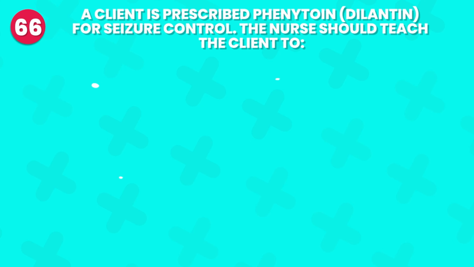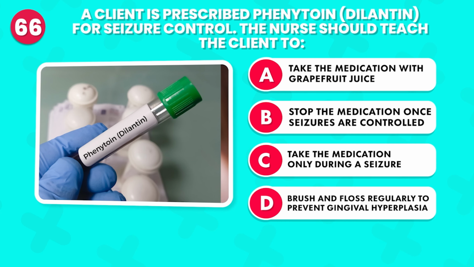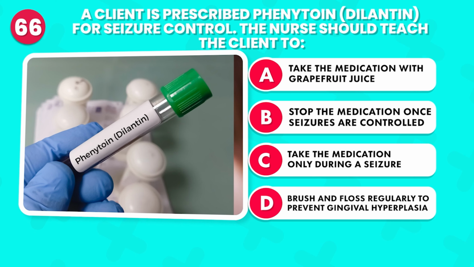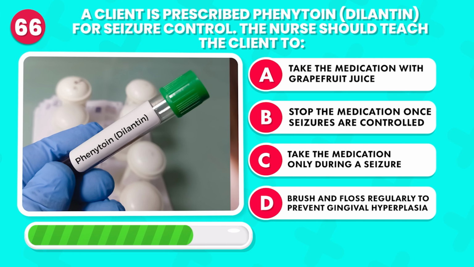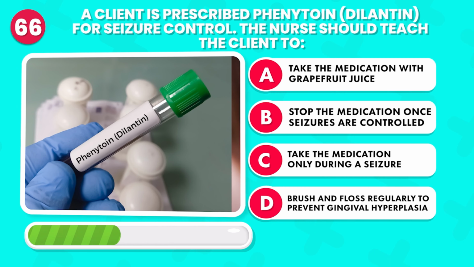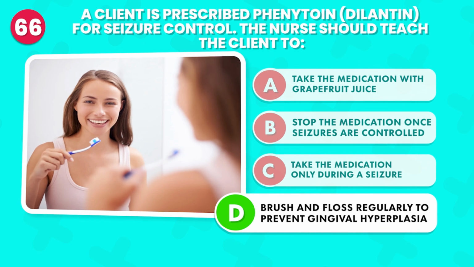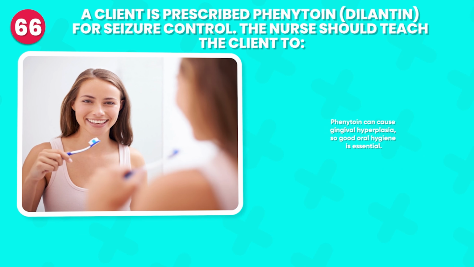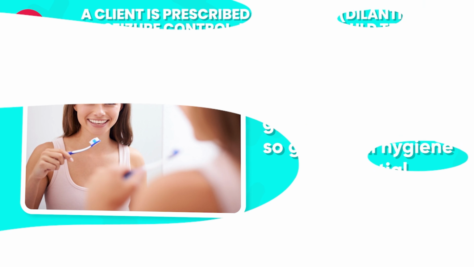A client is prescribed phenytoin, Dilantin, for seizure control. The nurse should teach the client to A. Take the medication with grapefruit juice. B. Stop the medication once seizures are controlled. C. Take the medication only during a seizure. D. Brush and floss regularly to prevent gingival hyperplasia. It's D. Phenytoin can cause gingival hyperplasia, so good oral hygiene is essential.